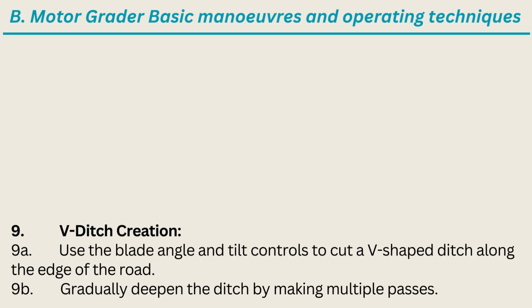9. V-ditch creation. 9A. Use the blade angle and tilt controls to cut a V-shaped ditch along the edge of the road. 9B. Gradually deepen the ditch by making multiple passes.